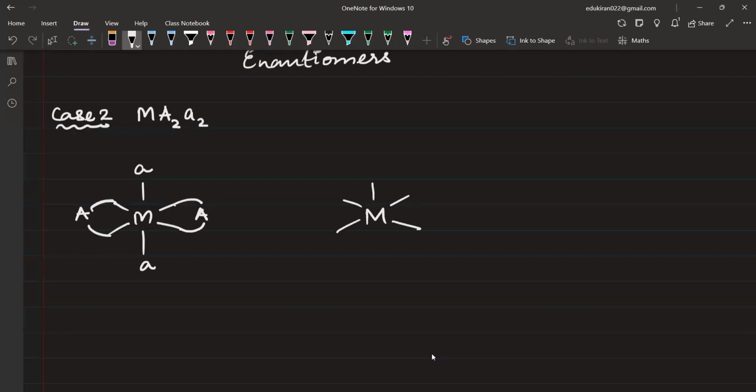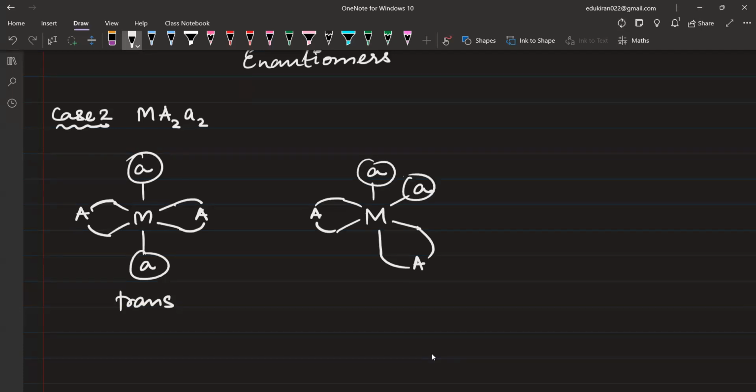M. a को 90 डिग्री में रख देते हैं, तो the remaining portion will be a like this, and a like this. So two same ligands opposite to each other, तो this is trans, इसको बोलते हैं. Two same ligands at 90 degrees, इसको बोलेंगे cis form. ठीक है, तो ये भी important है काफी, इससे भी सवाल आ जाए.